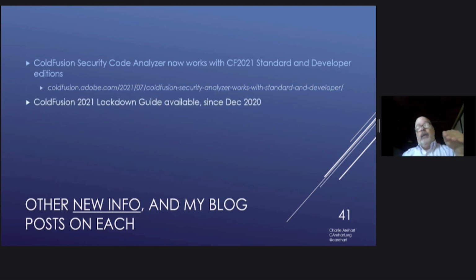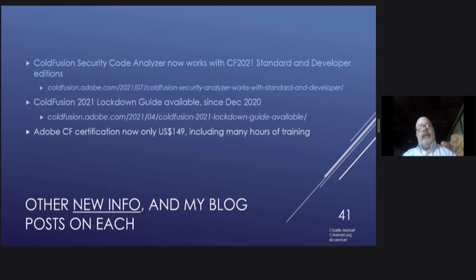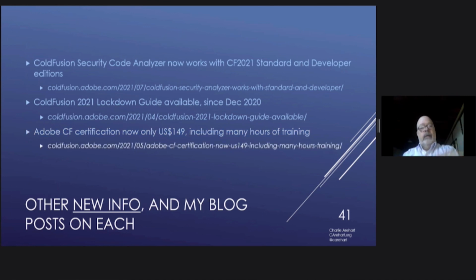And then CF 2021's lockdown guide did come out finally in December. And here's my blog post talking about that. And the Adobe CF certification is now available for just $149. And it's got hours of training. And it's not so much anything about what's new in 2021, I don't think. It came out before 2021, in like 2019, I think. So it's still modern, good stuff. Nolan Erck wrote most of it and did most of the recorded presentations. So anyway, you can sign up for that certification and the training, and there's my blog post about that.